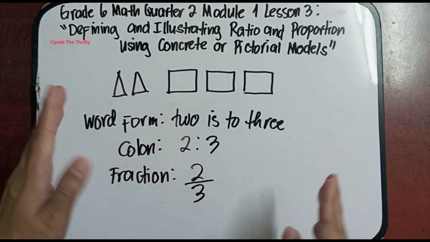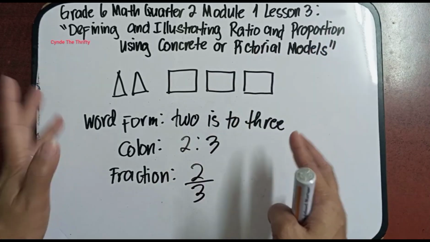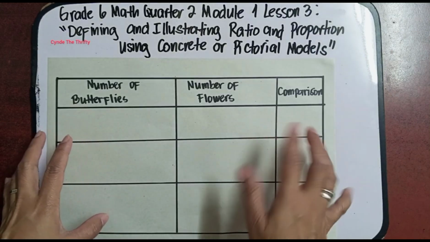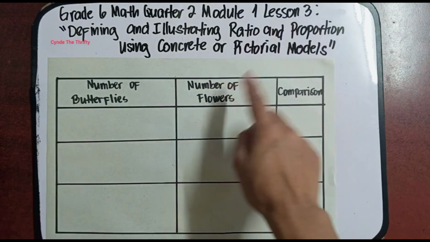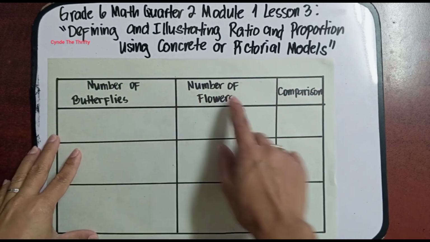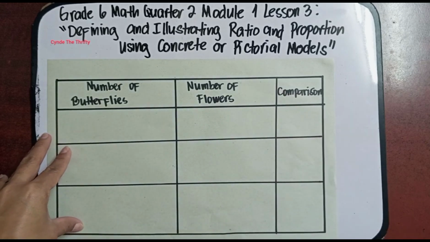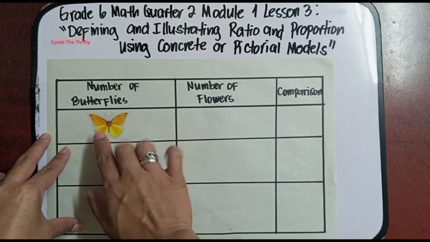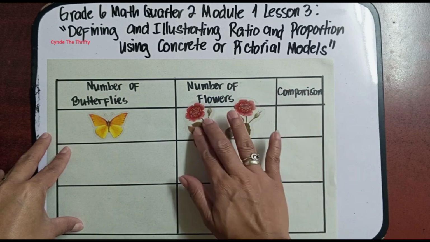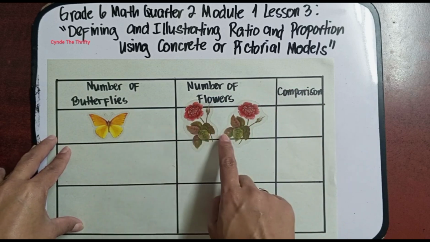Ngayon, pag-aaralan natin kung paano ipapakita ang ratio at proportion gamit ang concrete or pictorial models. Ngayon, i-illustrate natin ating ratio and proportion gamit ang ating pictorial models or concrete models. So, meron tayo ditong numbers of butterflies, number of flowers, tapos comparison natin. So, kung meron akong isang butterfly dito, meron akong dalawang flowers. Okay, so malaki yung flowers natin, no? Ayan, so kung meron akong isang butterfly, meron akong dalawang flowers.